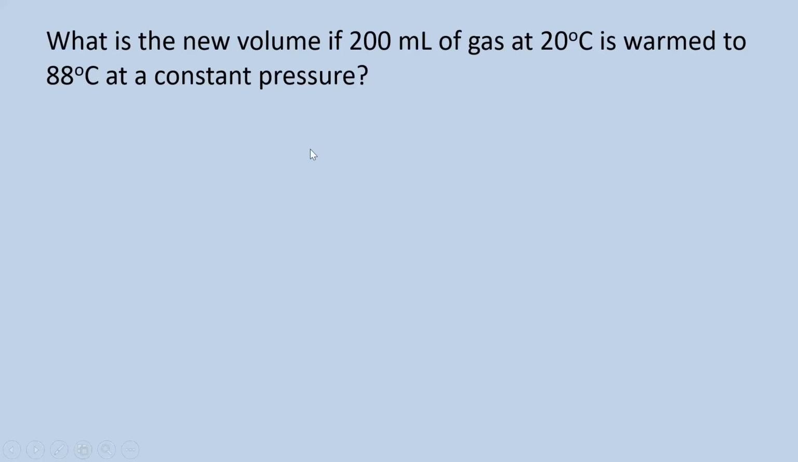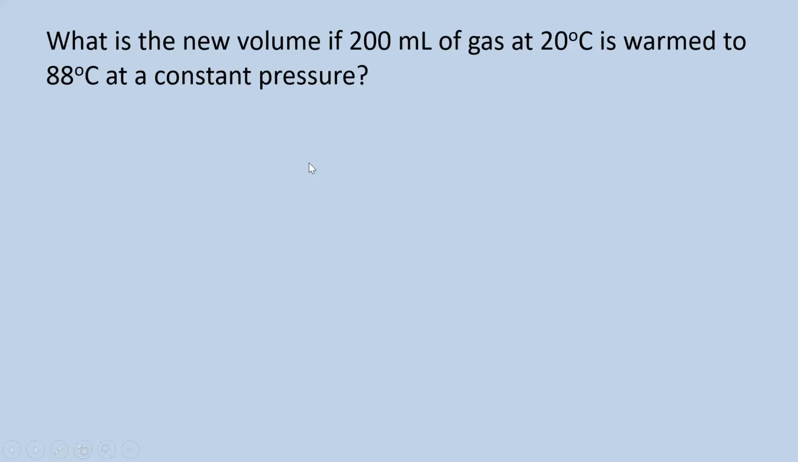This question is asking us, what is the new volume if 200 milliliters of gas at 20 degrees Celsius is warmed to 88 degrees Celsius at constant pressure? So we're relating volume and temperature, and pressure isn't changing, so that is what a Charles Law question is. We're looking at the relationship between volume and temperature.